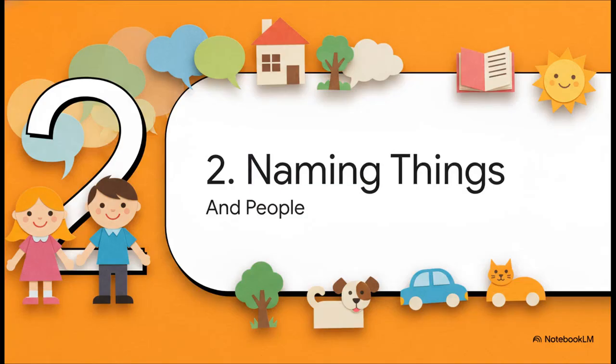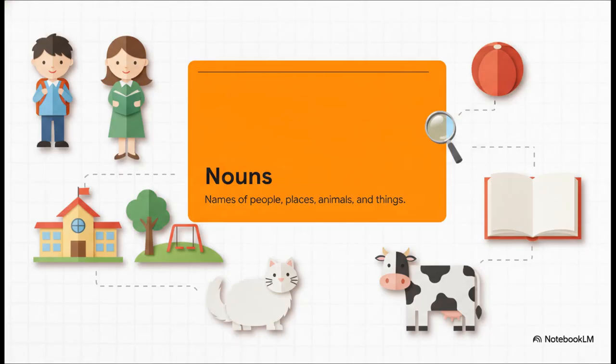Moving right along to stage 2, naming things and people. Now that we've got our foundation poured, it's time to introduce the cast of characters that are going to live inside our sentences. We call these characters nouns. A noun is simply a naming word. It essentially categorizes the child's entire physical world into 4 neat little boxes.